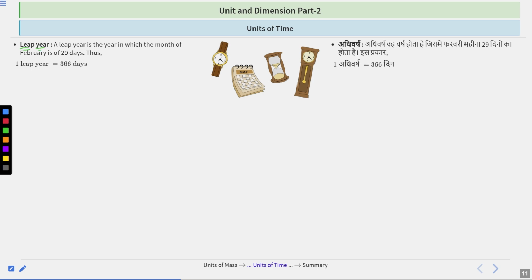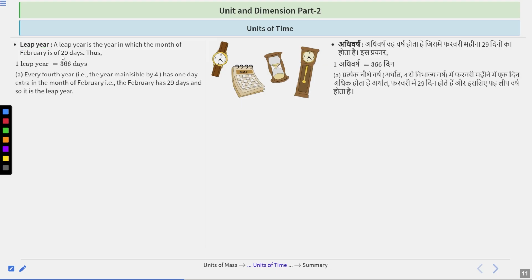Now, the concept of leap year. What do you mean by a leap year? A leap year is the year in which the month of February has 29 days. Usually, February is the smallest month in the year, with 28 days. But after every 4 years, there is a year that we call a leap year, because in that year the month of February has 29 days, which means a normal year has 365 days, but a leap year has 366 days because one day has been added in the February month.